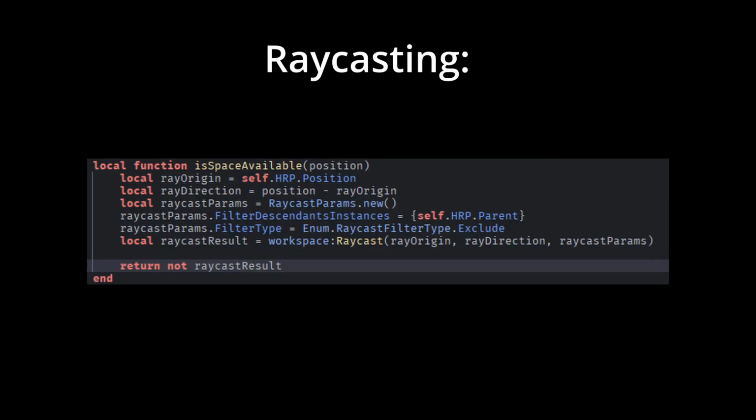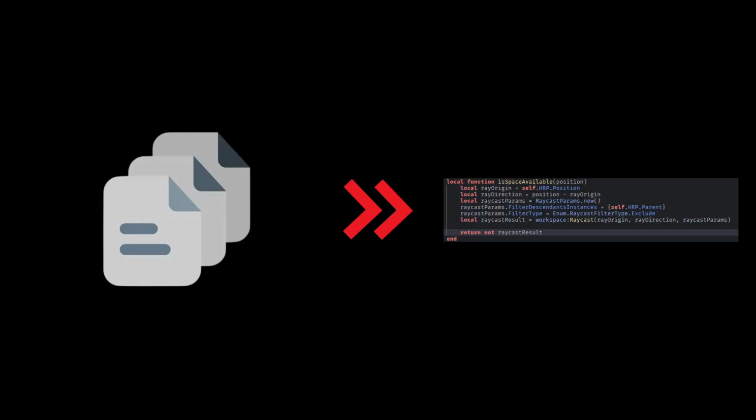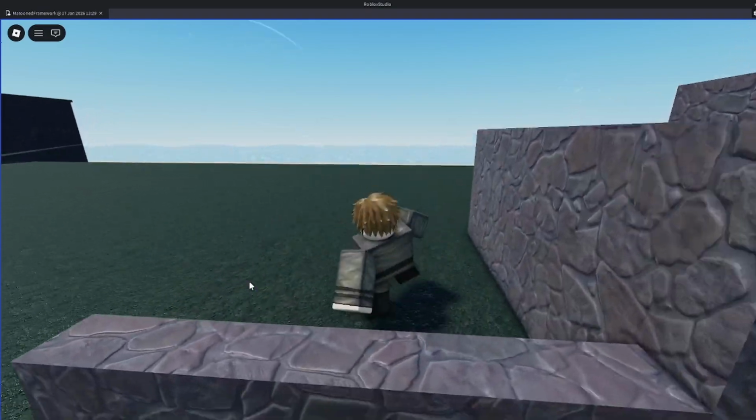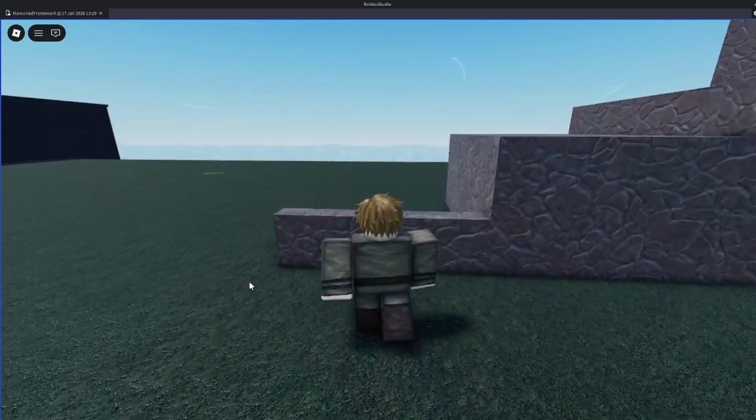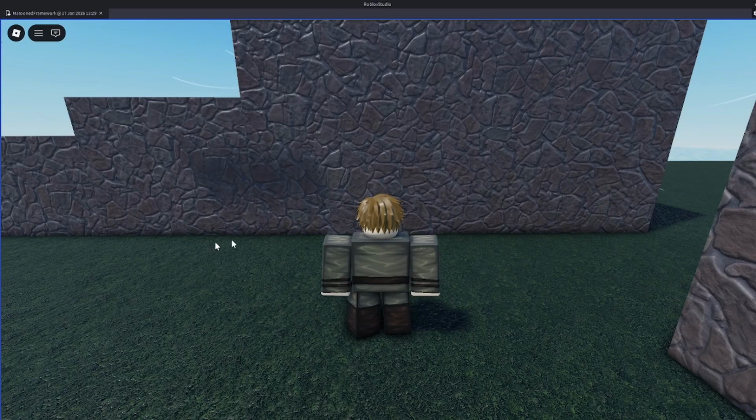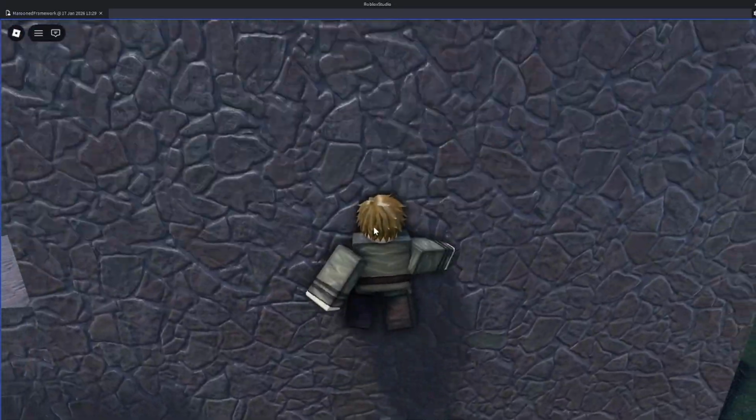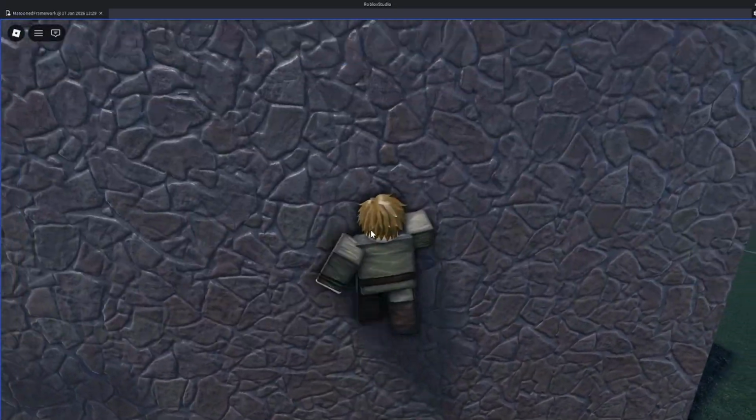I then moved on to the advanced part of the movement system, being vaulting and climbing, and this is where the movement started to really come together. I used raycasting to detect if an object was directly in front of the player, and to send that data back to the server. For vaulting, if the ray hits a ledge, the game would use tweening and lerping to physically move the character over the object while playing the specified animation. For climbing, I used the same raycast logic, but I instead added a line orientation to keep the player facing the wall, as well as a body velocity to physically pull them up.